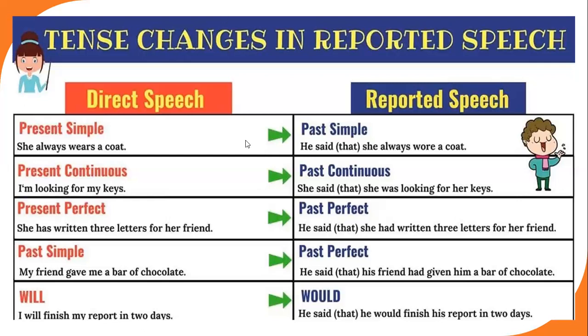And then the last one, maybe Silvia Natalia for will. I will finish my report in 2 days. And the reported speech is would. He said that he would finish his report in 2 days. Very good. Él dice, terminaré mi reporte en 2 días. En el reported speech sería, él dijo que terminaría su reporte en 2 días. Okay? So we always go 1 step into the past, in the past tense. All right?